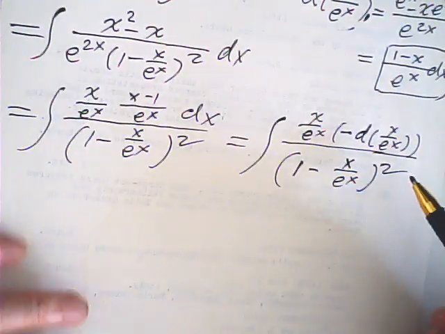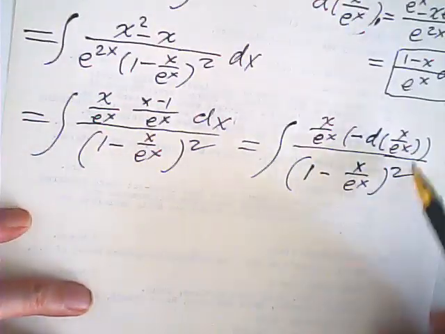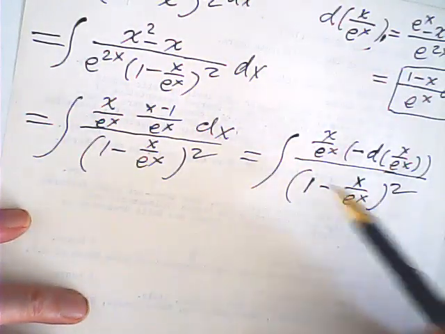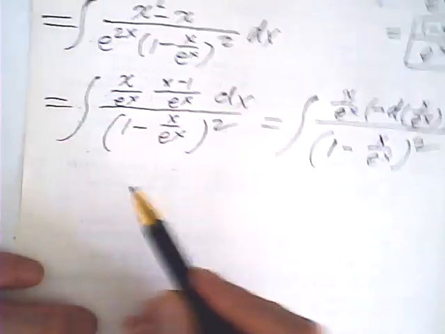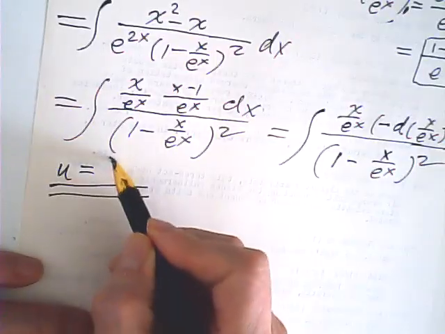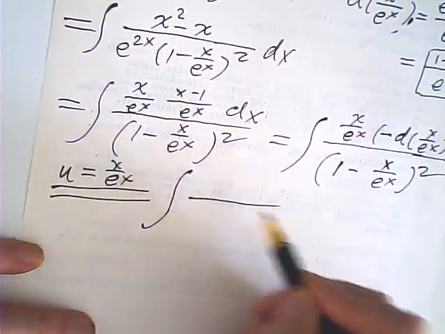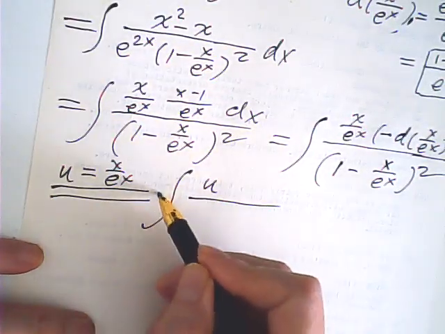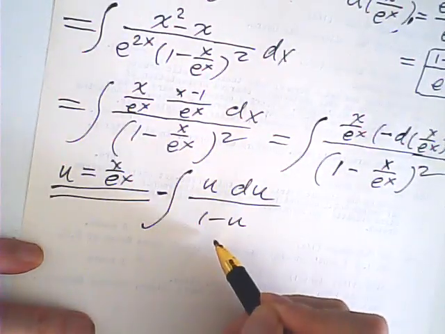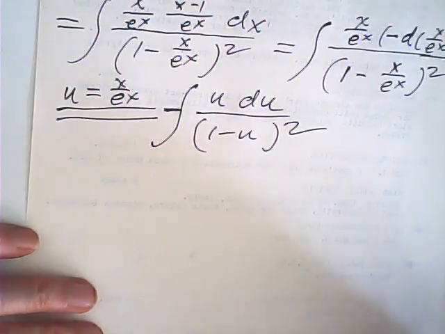See, that is really good because I changed the integrand into something where x over e to the x is a basic variable. So when I let u be x over e to the x, then everything is okay. It becomes negative du over 1 minus u squared. See, that becomes a very simple integral.